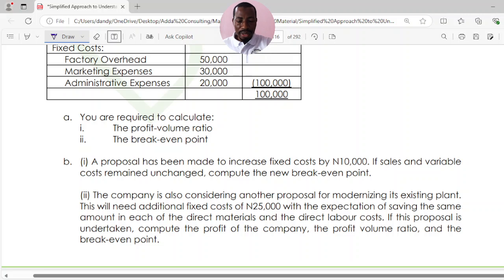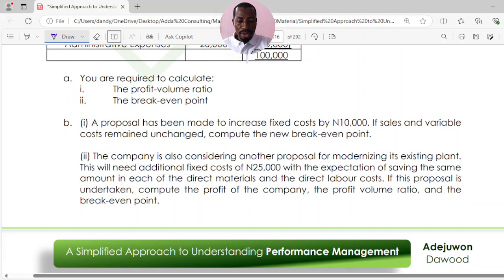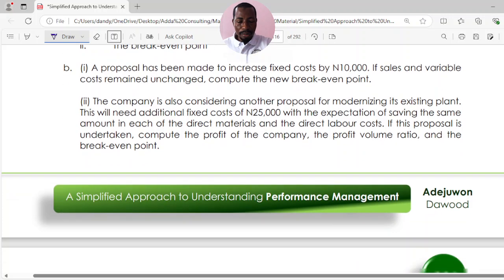B1, a proposal has been made to increase fixed cost by 100,000 naira if sales and variable costs remain unchanged. Compute the new break-even point. B2, the company is also considering another proposal for modernizing its existing plants. This will need additional fixed cost of 25,000 naira with the expectation of saving the same amount in each of the direct materials and the direct labor costs. If this proposal is undertaken, compute the profit of the company, the profit volume ratio, and the break-even points.